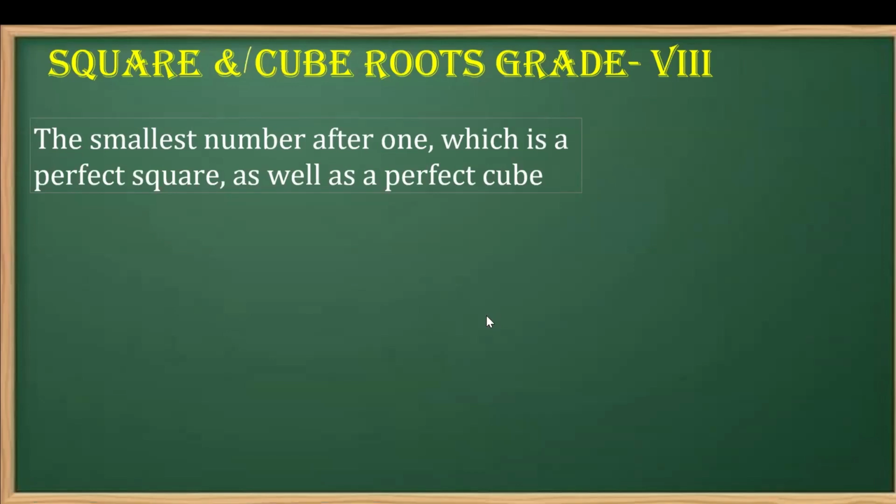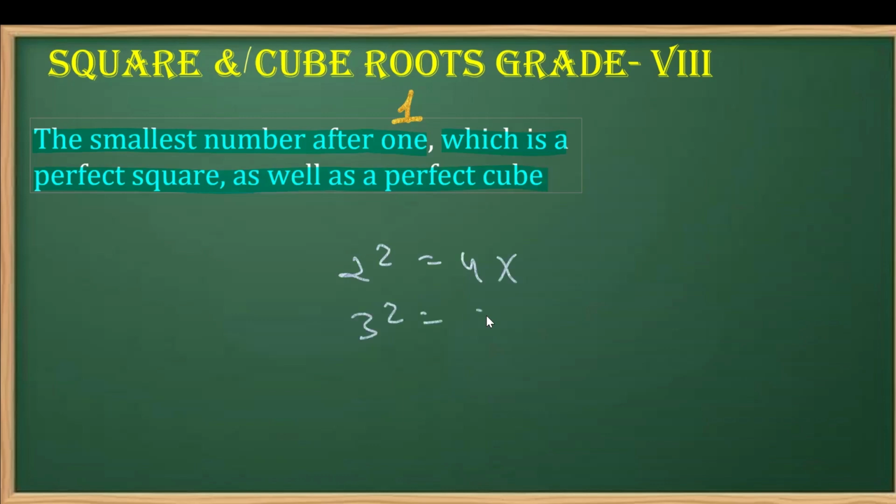Now this question says the smallest number after 1, here 1 is the digit 1, which is a perfect square as well as a perfect cube. So we can go for the hit and trial method. 2 square is what? 4, but it's not a perfect cube. 3 square is 9, not a perfect cube. 4 square is 16, not a perfect cube. 5 square is 25, not a perfect cube.